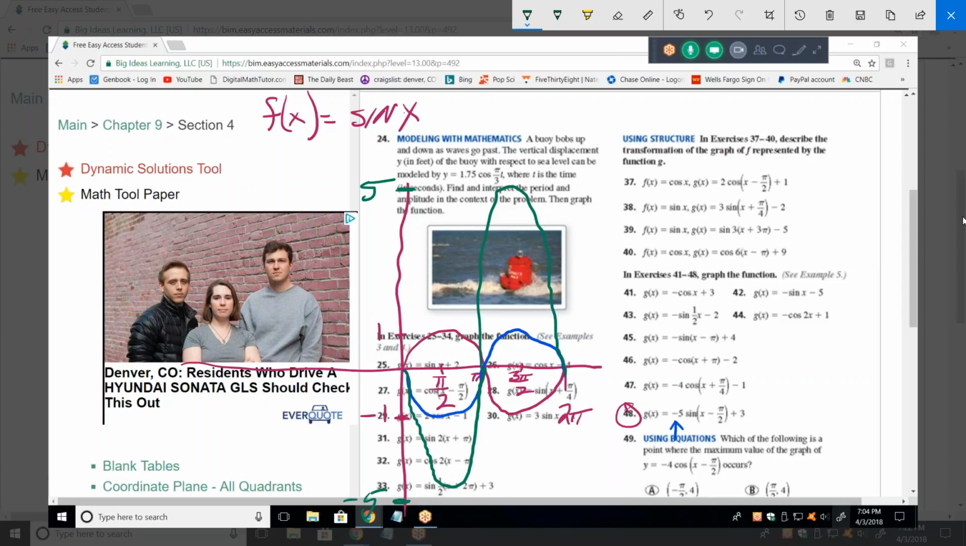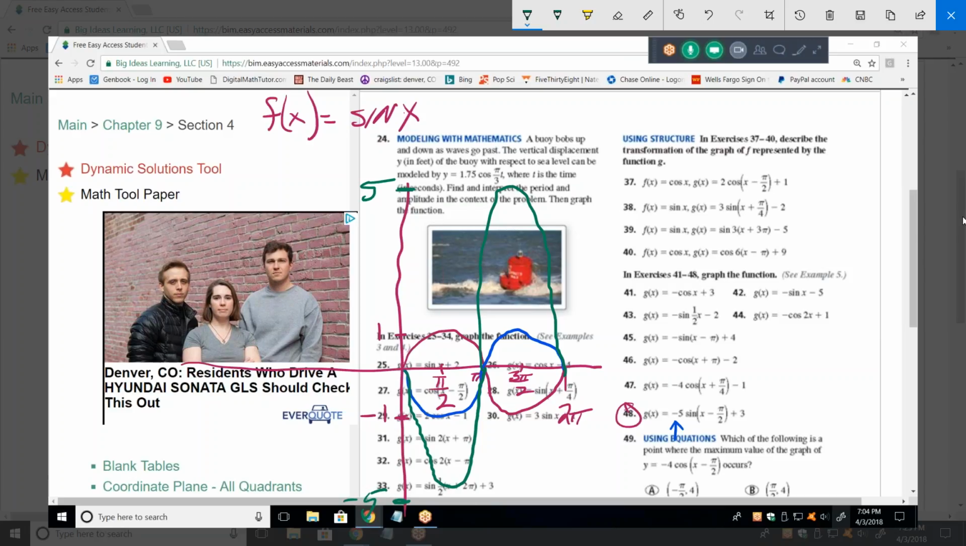Didn't change the period. Period stayed the same. Okay? The period would only be changed if there was a number after sine. If it said sine of 2 parentheses, then that would have the effect of stretching out the period. Doesn't look like they're giving you any of those yet, where you have a change in the period.